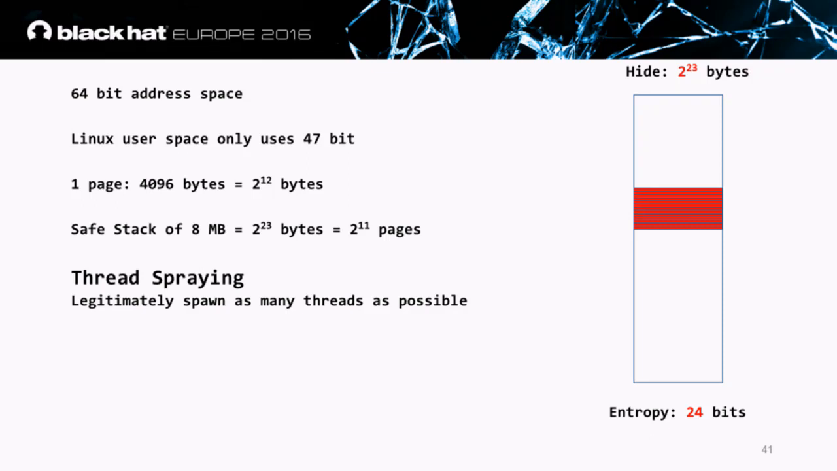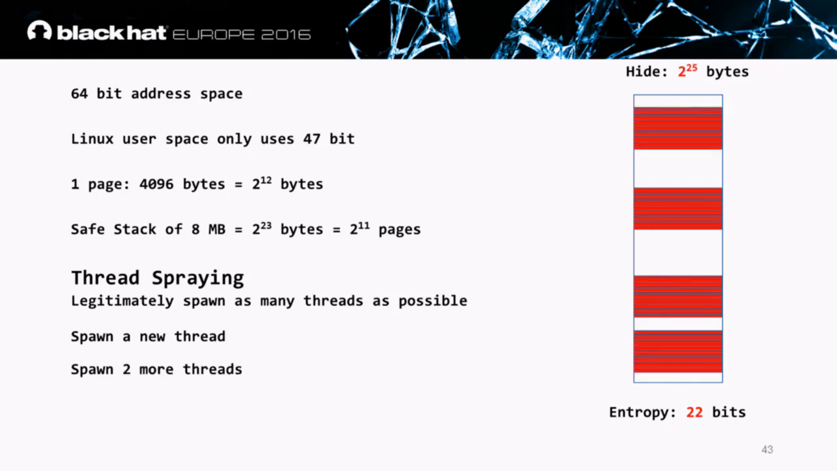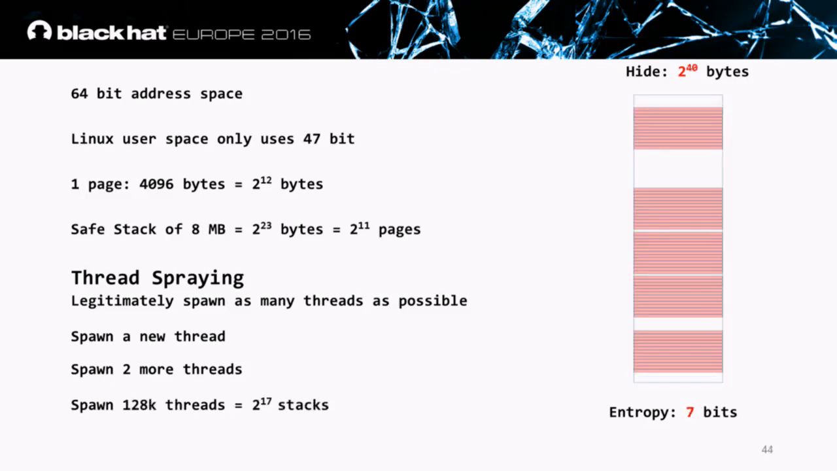So I explained this to get to the thread spraying concept, because thread spraying is about legitimately trying to spawn as many threads as possible in the program and to reduce the entropy. So we want to have the entropy as low as possible. What can we do? We can spawn another thread. If we double the size of the stacks in the memory, the entropy reduces by 1 bit. If we double the size again, it reduces the entropy of the stacks by 1 bit again.